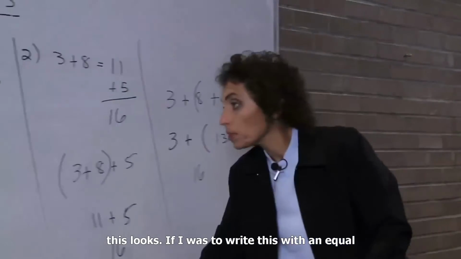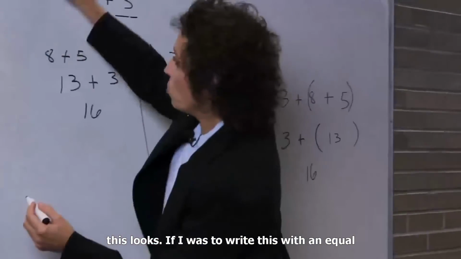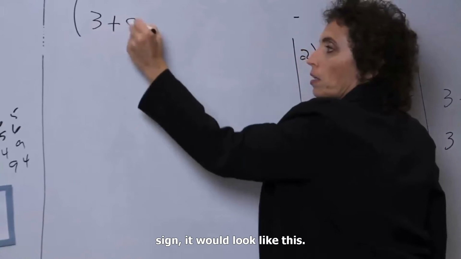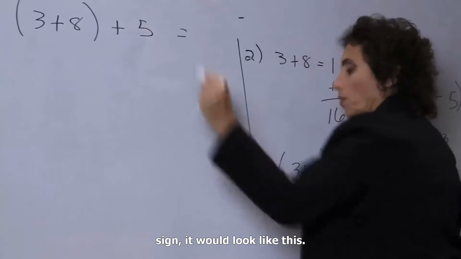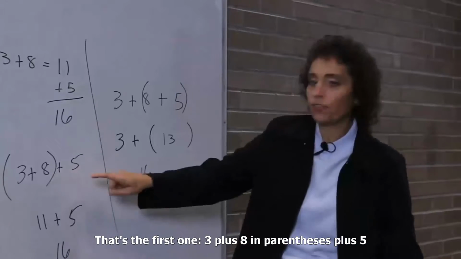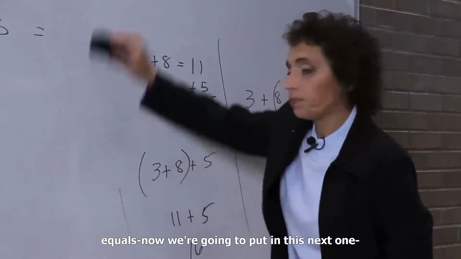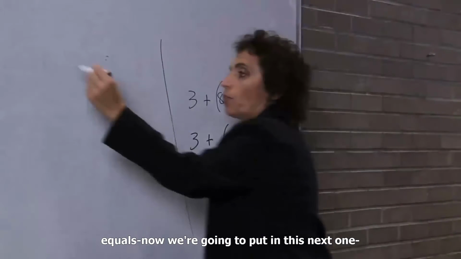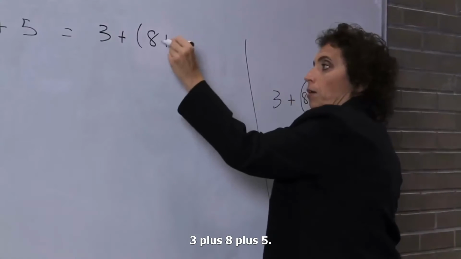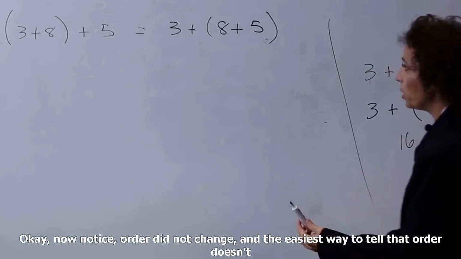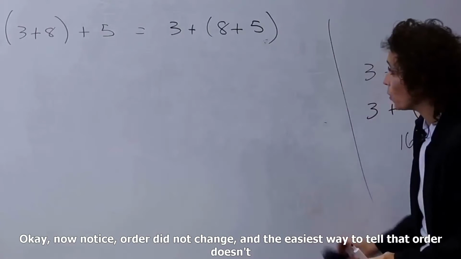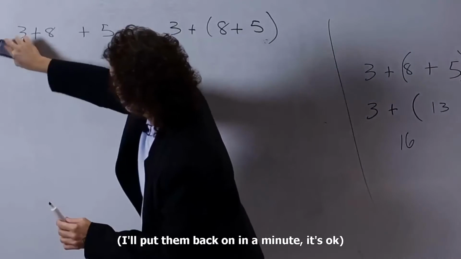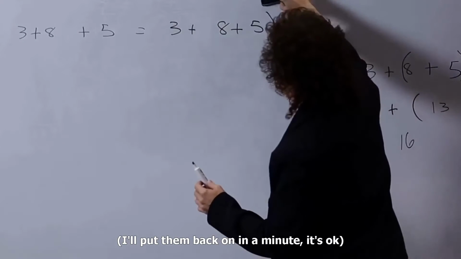So let me show you how this looks. If I was to write this with an equal sign, it would look like this. That's the first one. 3 plus 8 in parentheses plus 5 equals, okay, now we're going to put in this next one. 3 plus 8 plus 5. Okay, now notice order did not change. And the easiest way to tell that order doesn't change is to take off the parentheses. I'll put them back on in a minute. It's okay.